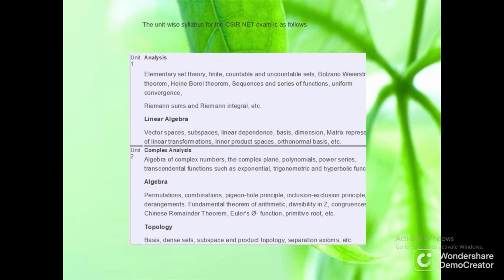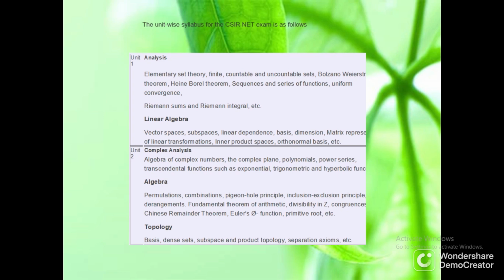For the above section, complex analysis is very easy to solve, and I suggest students follow the complex analysis portion, and also the algebra portion. Topology is a very tough type of section. So I suggest mainly focusing on complex analysis and algebra.